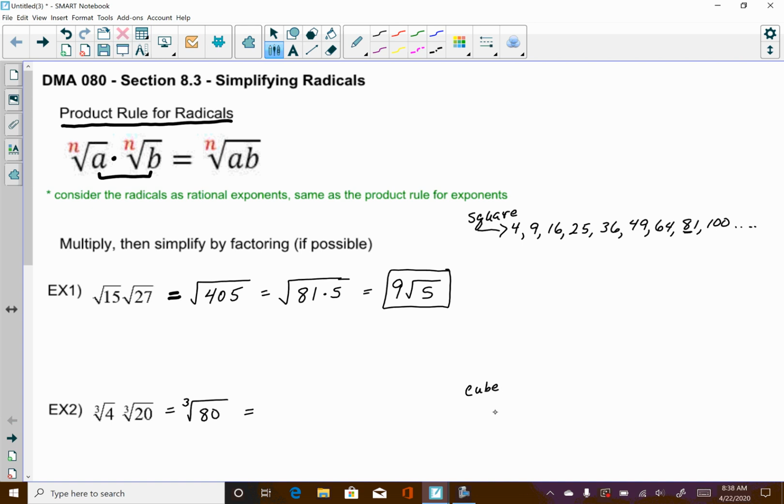So the cube root list is like saying, okay, 2 cubed is 8, 3 cubed is 27, 4 cubed 64, 5 cubed 125, and I wouldn't need to go any further here. I would start taking 80 and dividing it by these values, but hopefully this one is pretty obvious to you. You know that 8 will go into it, 8 times 10, and then the cube root of 8 is 2, so that comes outside the house and you leave that 10 inside. So 2 times the cube root of 10. Final answer. Okay.